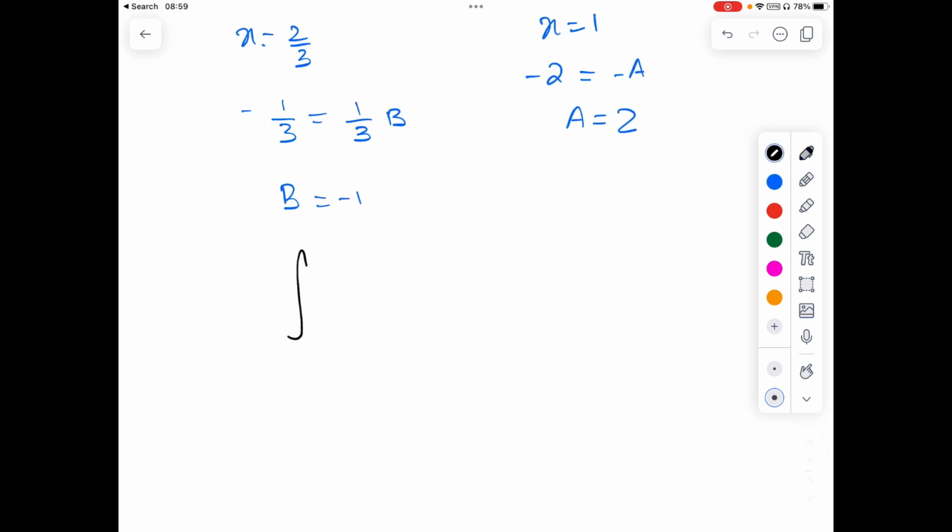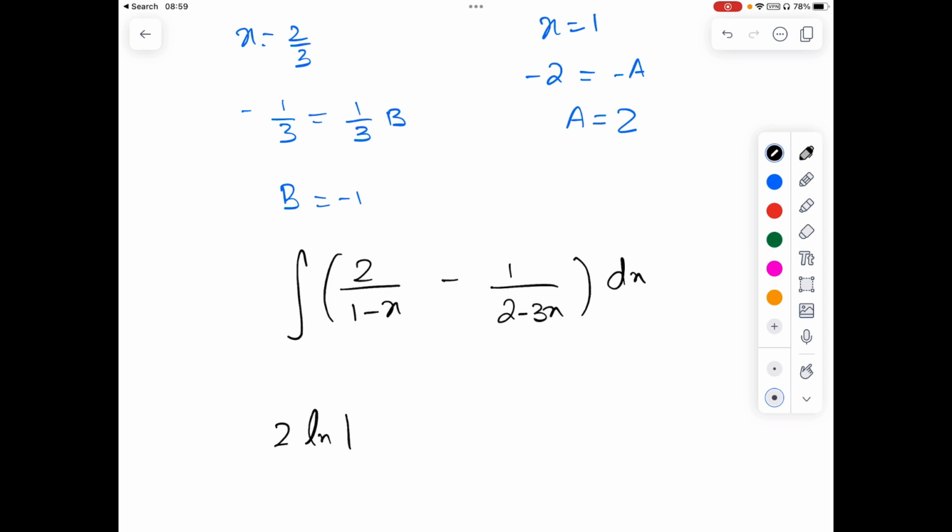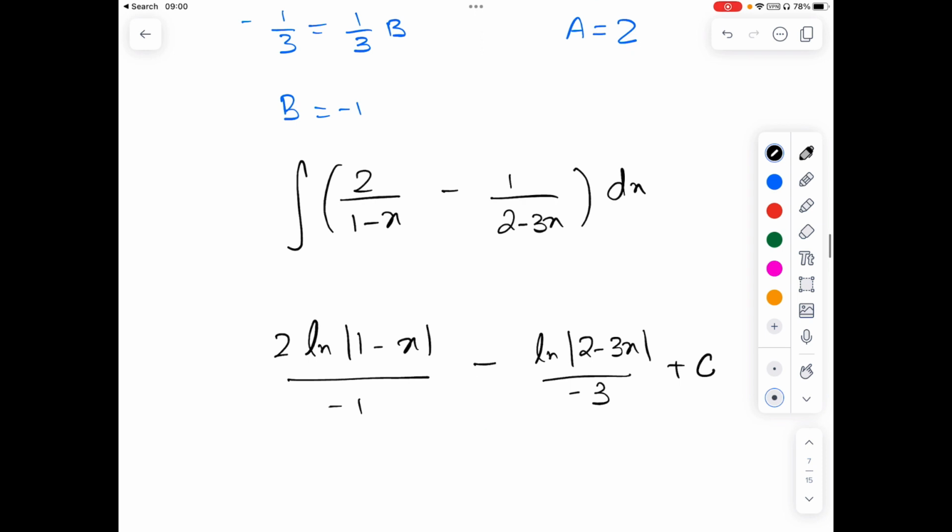So what the integral will become now is 2 upon 1 minus x minus 1 upon 2 minus 3x. Same: 2 ln of (1 minus x) divided by the derivative of the basic function, minus 1, minus ln of (2 minus 3x) divided by negative 3, plus c. So that is the answer for question number G.